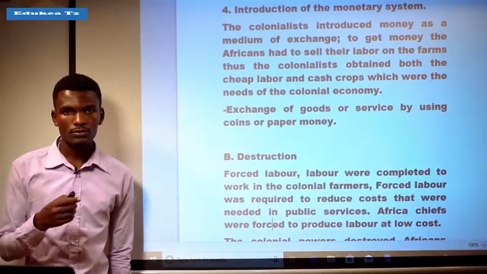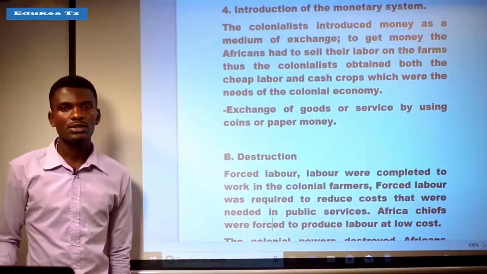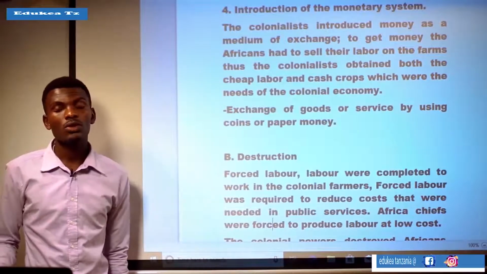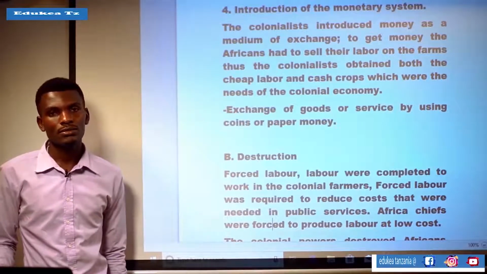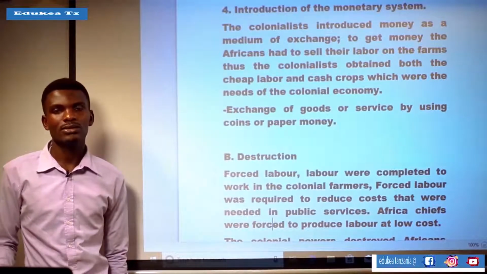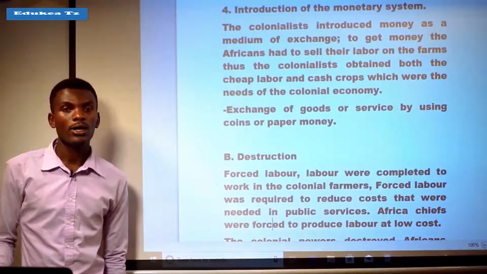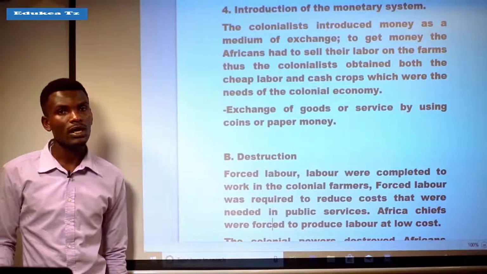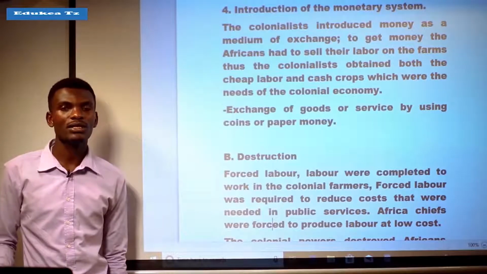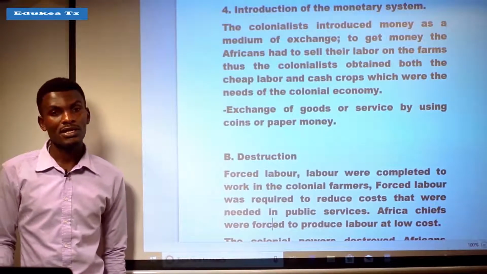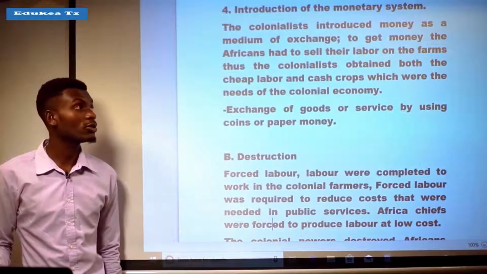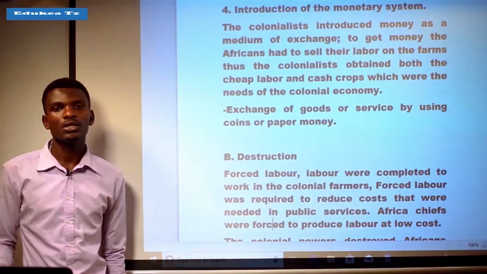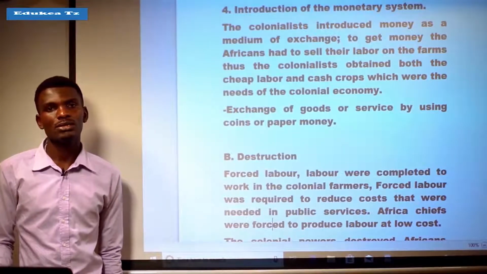It means that the colonialists created the monetary system which acted as the medium of exchange, and the Africans had no money, so they were supposed to provide their cheap labor in the farms, the plantations, as well as the mining centers which were established by the colonial powers. Thus the colonialists got both the cheap labor and the cash crops which were needed in the industries as raw materials.